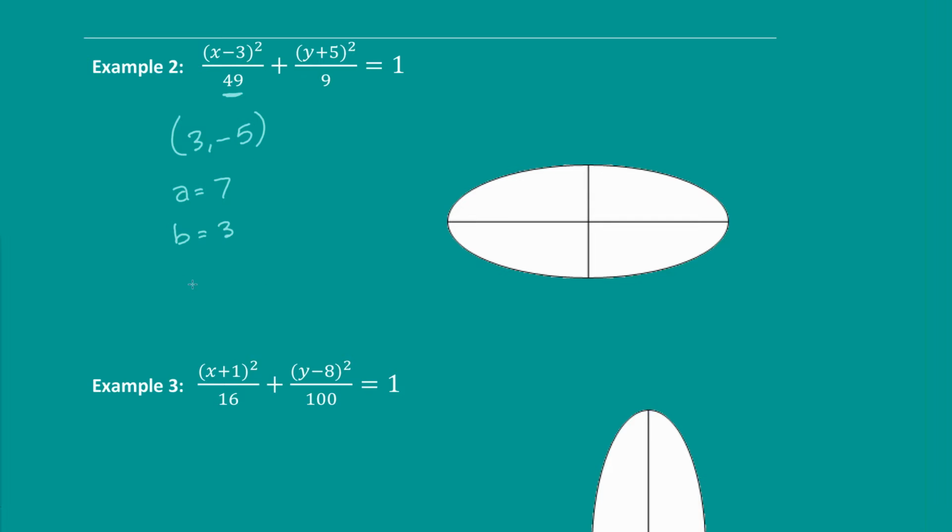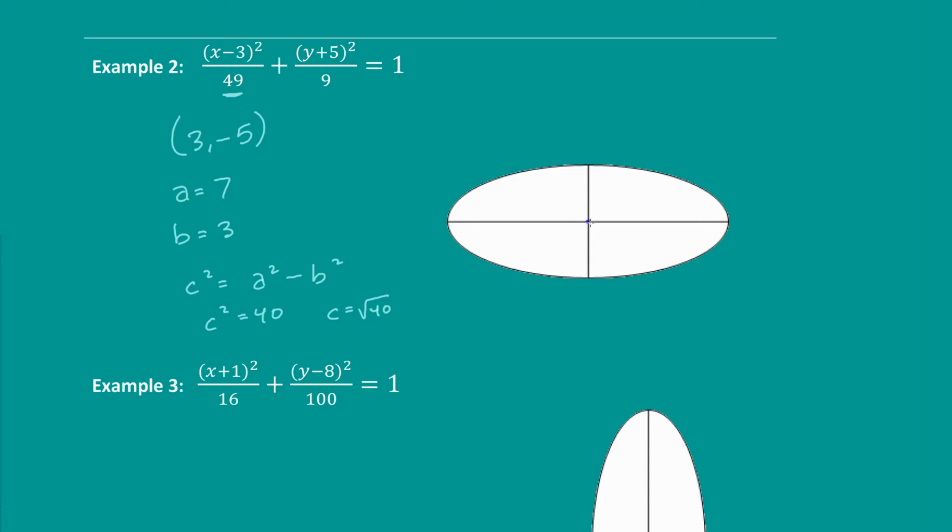And our C, remember that C squared equals A squared minus B squared. So 49 minus 9 is 40, so C squared equals 40. So C equals the square root of 40. So now we've got everything that we need to plot these points.